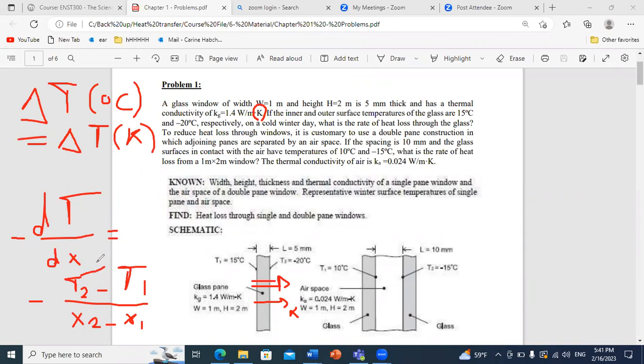So here we just replace T2 by minus 20, T1 by 15, and x2 minus x1 is the thickness. Also here, please pay attention to units. K is given in watt per meter Kelvin, so we should convert L here from millimeters to meters. So here it's 5 times 10 to the minus 3.